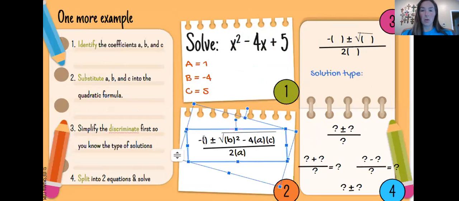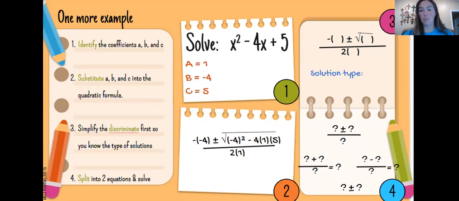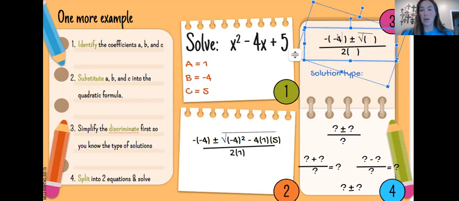So if we were to go in, this is -4. Again, my B is -4. My A is 1. My C is 5. And again, my A is 1. So then we type it in, -b, so this is my -4. And then we need to figure out what my discriminant is.